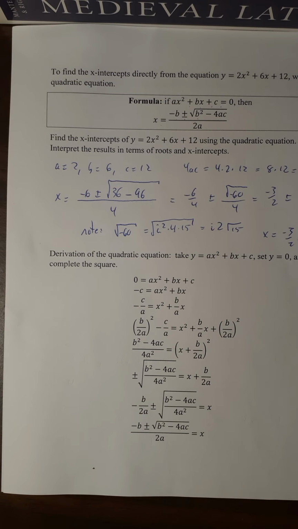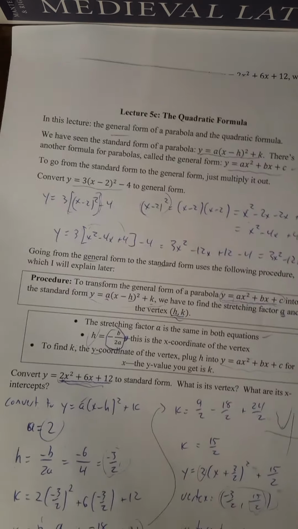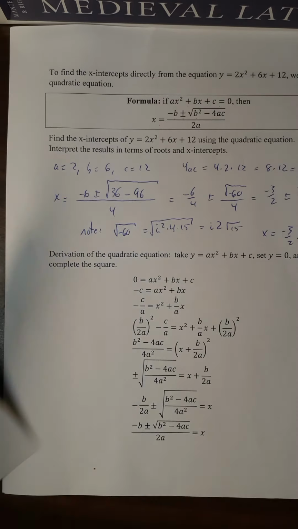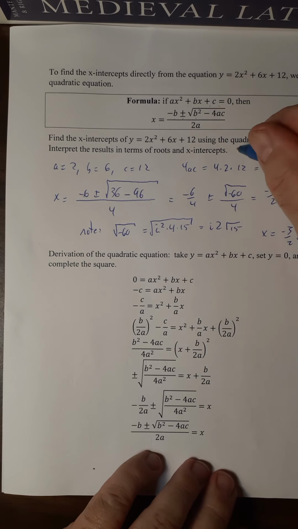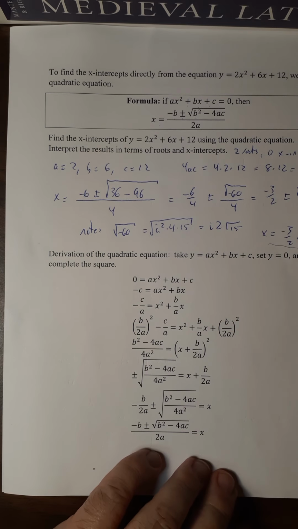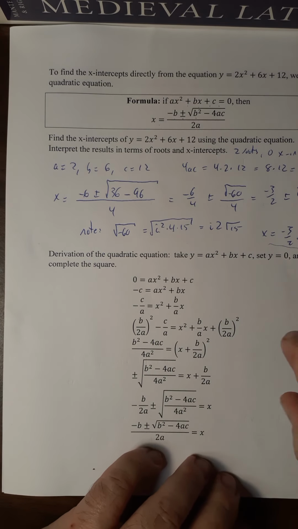So there's our two roots. They're not x-intercepts because they have an i in it. And we know they're not x-intercepts because this graph has no x-intercepts. So we have two roots, right? That's that, but 0 x-intercepts. So if you solve the quadratic equation and you get complex numbers, that means your graph doesn't have any x-intercepts. It doesn't go through the x-axis.